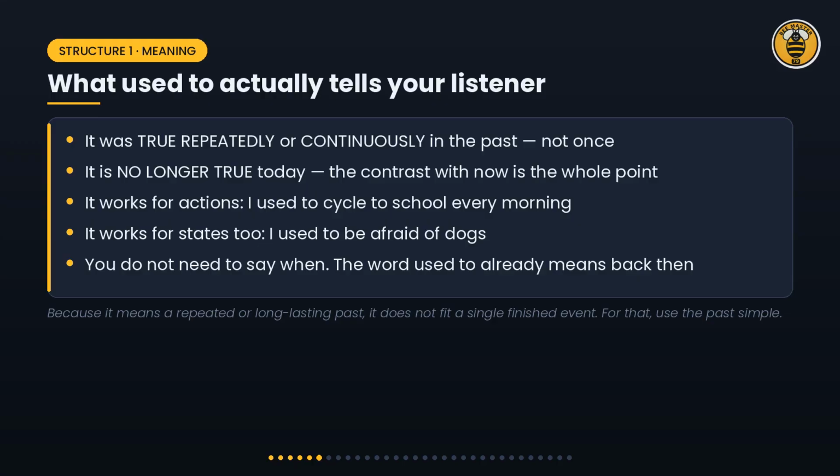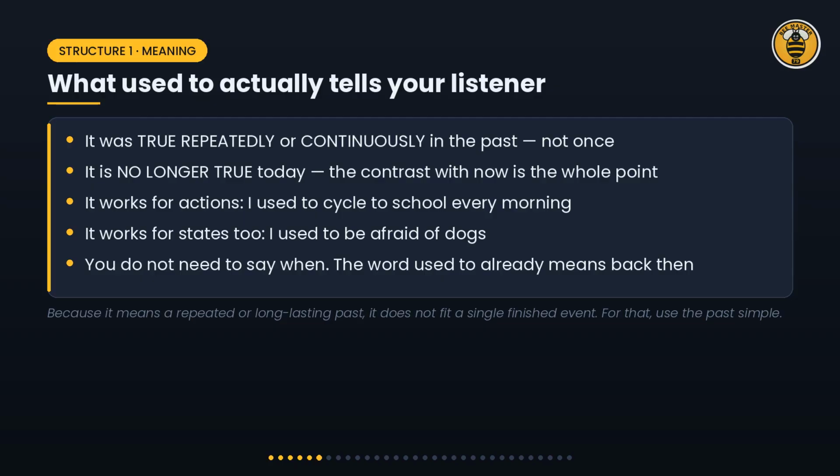So what does used to actually tell your listener? 2 things. First, this was true repeatedly or continuously in the past. Not once, regularly, or for a long period. Second, and this is the part learners forget, it is no longer true today. The contrast with now is the whole point of the structure. It works for actions, like I used to cycle to school every morning. And it works for states, like I used to be afraid of dogs. You also do not need to add a time expression because used to already means back then.